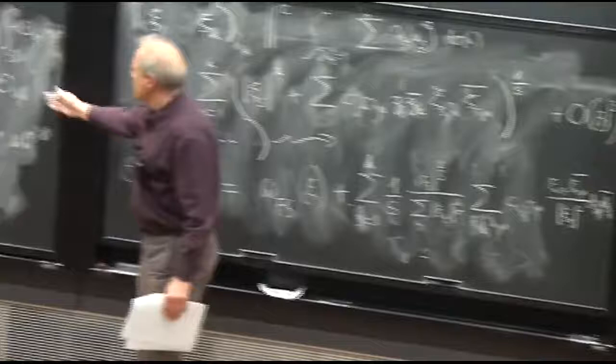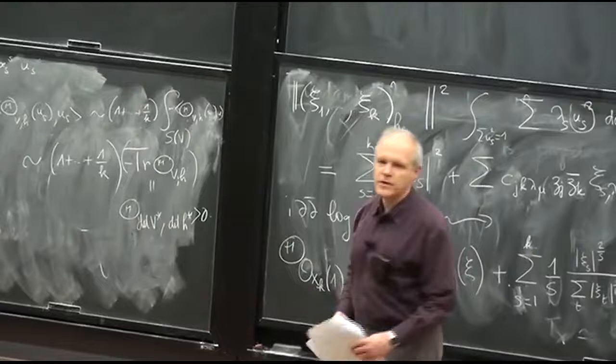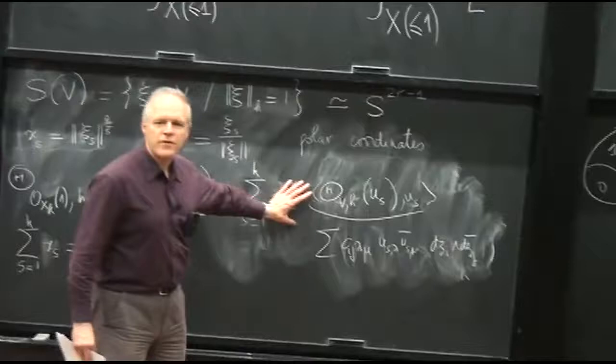And as a result, now you apply the Morse inequalities. So essentially, modulo sets which are very small, in average, you only have positive terms.